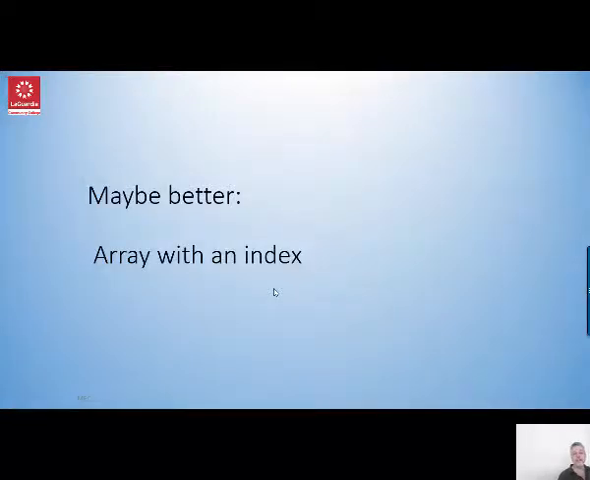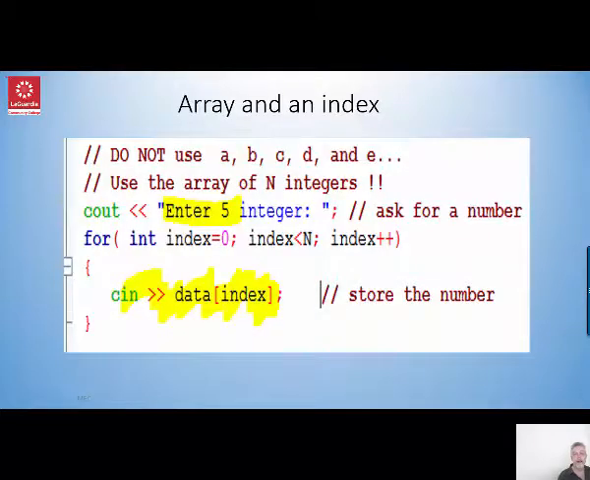So it may be better if we use an array with an index. Here, and this is correct, I'm not going to use A, B, C, D, and E. I'm going to use an array. And I'll say, enter 5 integers, just like before. But instead of cin into A, B, C, D, E, I'm going to go to standard input, which is cin, and it is the keyboard.